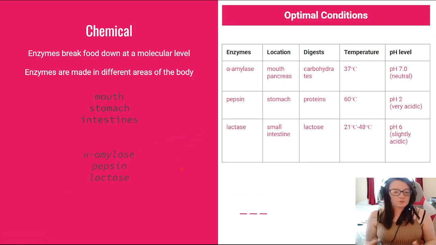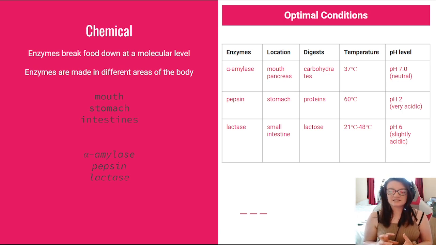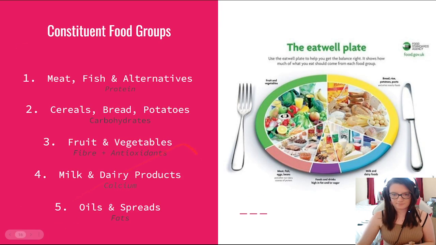So some of the enzymes we have specifically in the mouth, we have amylase that breaks down those carbohydrates. It's about 37 degrees C and a very neutral pH. Then we've got our pepsin, which breaks down proteins in a much more acidic environment, and our amylase and our lactase, which breaks down lactose found in milks, etc. And that is all in the small intestine.